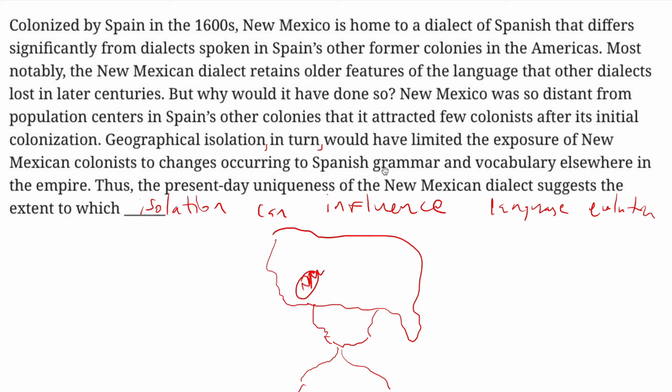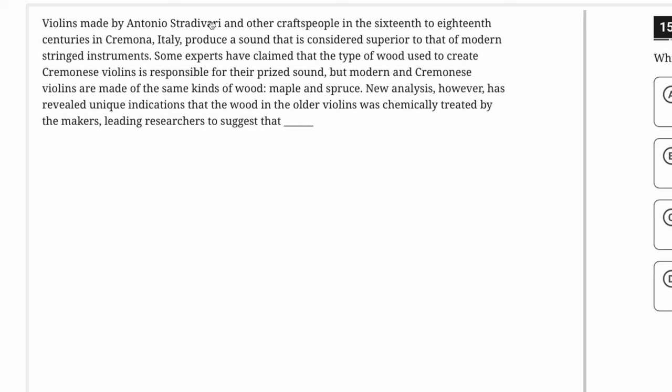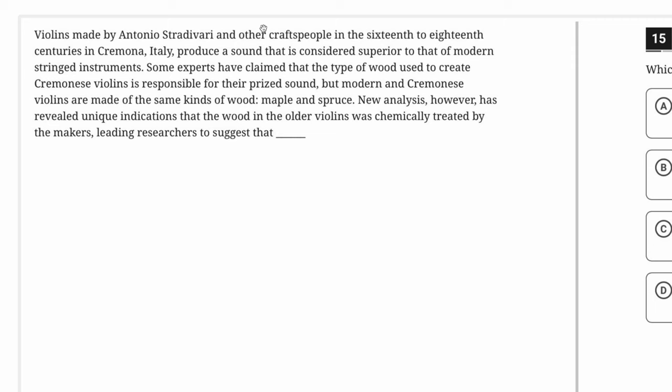Another logically completing the text question here. So, violins made by Stradivari and other craftspeople in the 16th to 18th centuries in Cremona, Italy, produce a sound that is considered superior to the sound of modern stringed instruments. Some experts have claimed that the type of wood used to create the violins is responsible for their prized sound, but modern and Cremonese violins are made of the same kinds of wood, maple and spruce.